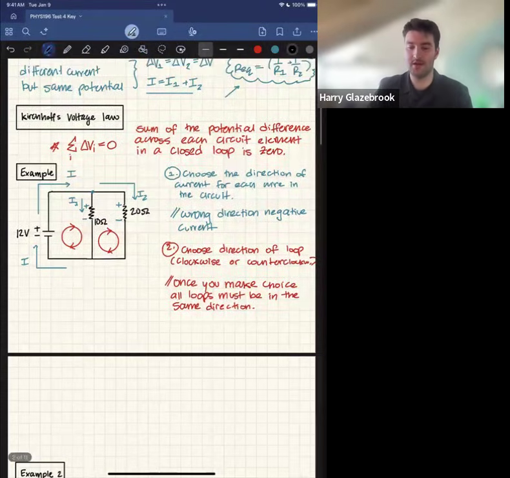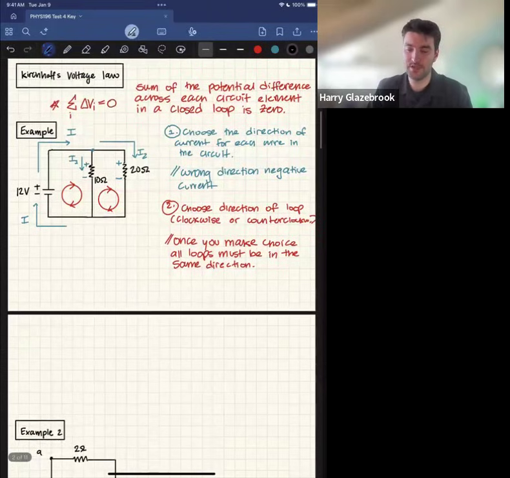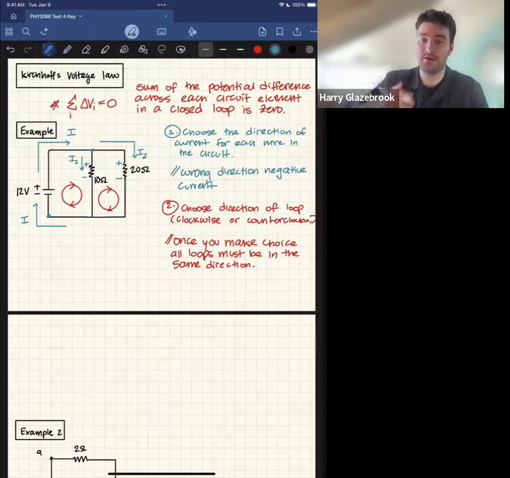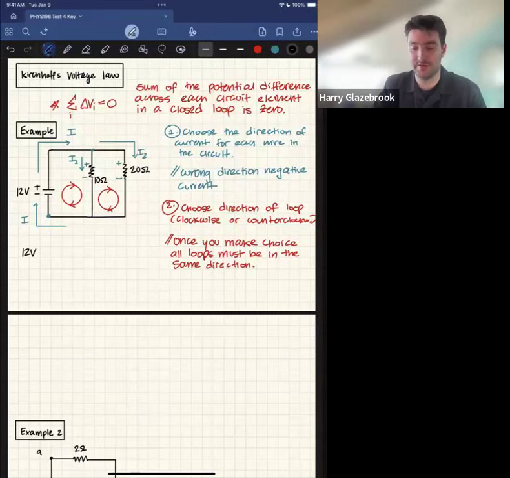All we've got to do is follow Kirchhoff's voltage law. It says that if I sum up all the potential differences of every single circuit element in a closed loop, then they should equal 0. So I'm going to start here, and I'm going to literally pretend like I'm walking around this loop clockwise. I reach my battery, and my battery is taking me from negative to positive, so it's increasing my potential. That means that is a positive potential difference, so that is positive 12 volts. That's my first potential difference.